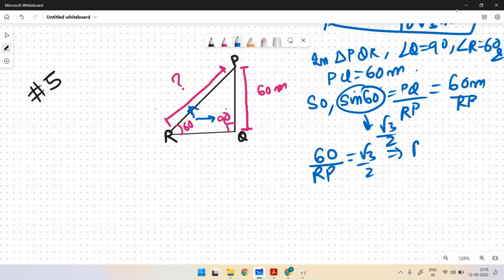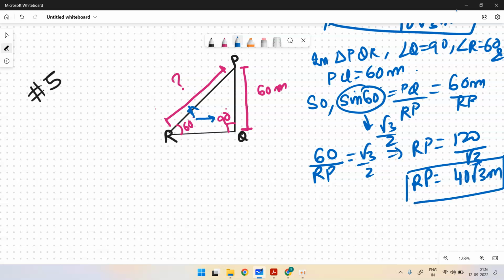This implies that RP equals 120 by root 3, which means RP equals 40 root 3 meters. This is 40 root 3 meters. This is the answer.